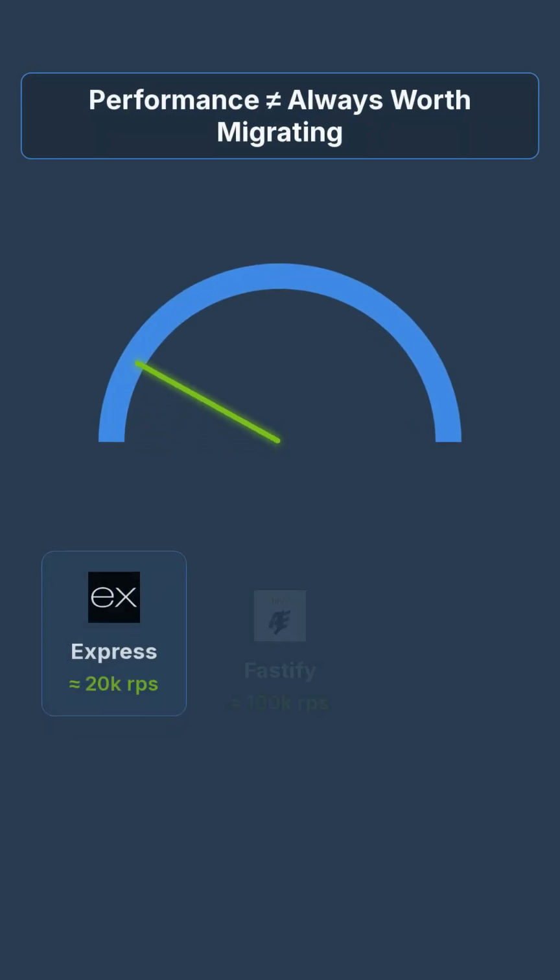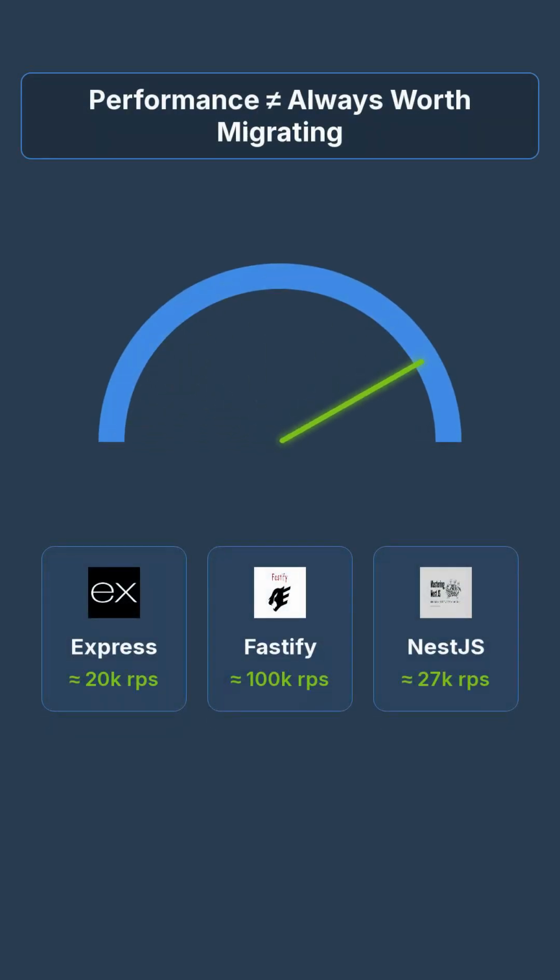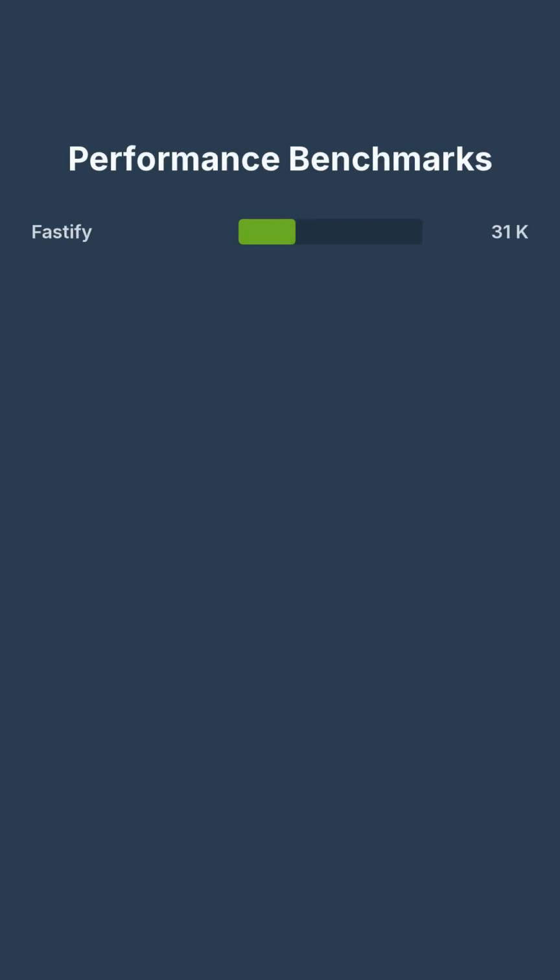Fastify looks 5 times faster than Express in benchmarks, but should you actually migrate? Let's see the real-world numbers and when it's not worth it. In benchmarks, Fastify outperforms Express by roughly 3 to 5 times.